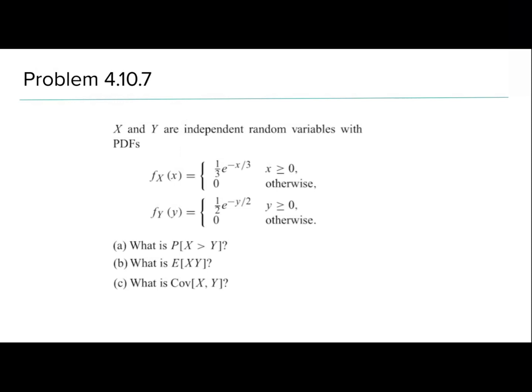And in the third part, we have to find the covariance between x and y. The first thing one would notice is that x and y are both basically exponential random variables. X has the parameter lambda equal to 1 by 3, and y has the parameter lambda equal to 1 by 2. So this information might be useful later.